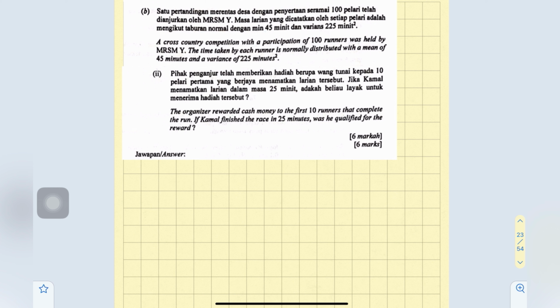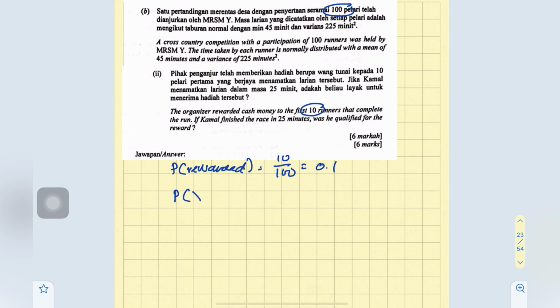Okay, so sekarang dia nak bagi 10 runners daripada 100 runners. So kita boleh carilah probability yang rewarded ialah 10 over 100 which is 0.1. Okay, so Kamal ni dia punya masa 25 minit. Jadi kita kena nak tahulah minimum masa yang organizer ni kena ambil supaya cuma 10 orang je yang dapat medal. Okay, so kita kena tentukan masa tu.